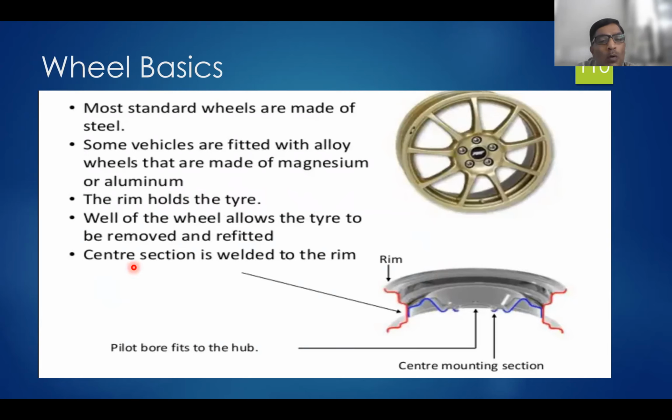So this wheel or the disc or the rim is used to hold the tire, and that will give the traction, and that traction will be able to move the vehicle from one place to another place. So this is the center mounting section, this is a rim, and this one is the alloy wheel.